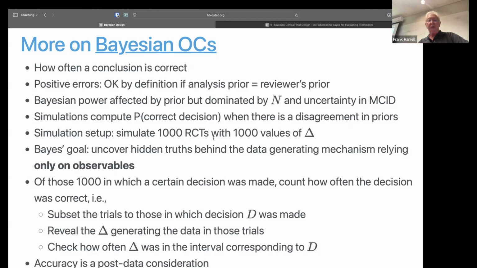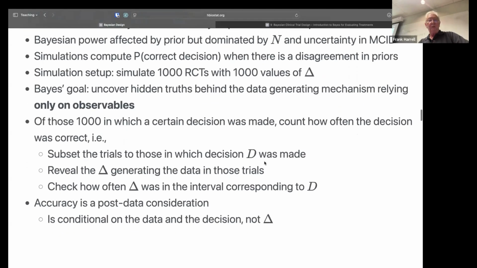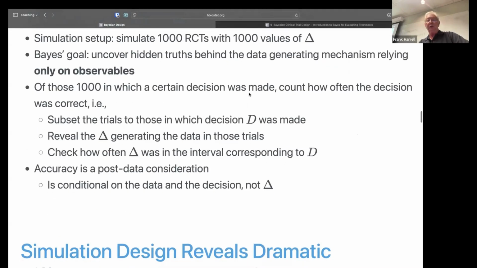So we might simulate 1,000 randomized trials with 1,000 different values of the true treatment effect. Our goal with Bayes is to uncover hidden truths, relying only on observables. So of those 1,000 trials in which a certain decision was made, we count how often the decision was correct. So this is where you have to be crystal clear on what's the numerator and what's the denominator. You subset the trials to those in which the decision was made. The decision might be, we're going to act as if the efficacy is positive, capital delta is greater than 0.